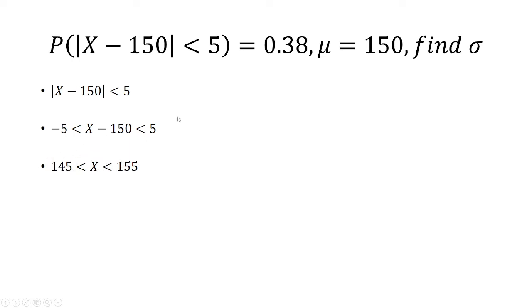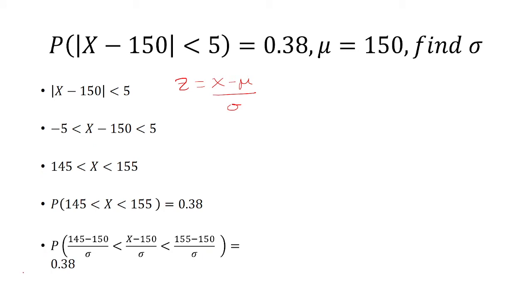So we can replace the absolute value here with 145 less than x less than 155. And at this point we want to apply the z-score. So recall that z is equal to x minus mu over sigma. So we're going to take each one of these values, subtracted by the mean, and divided by sigma.